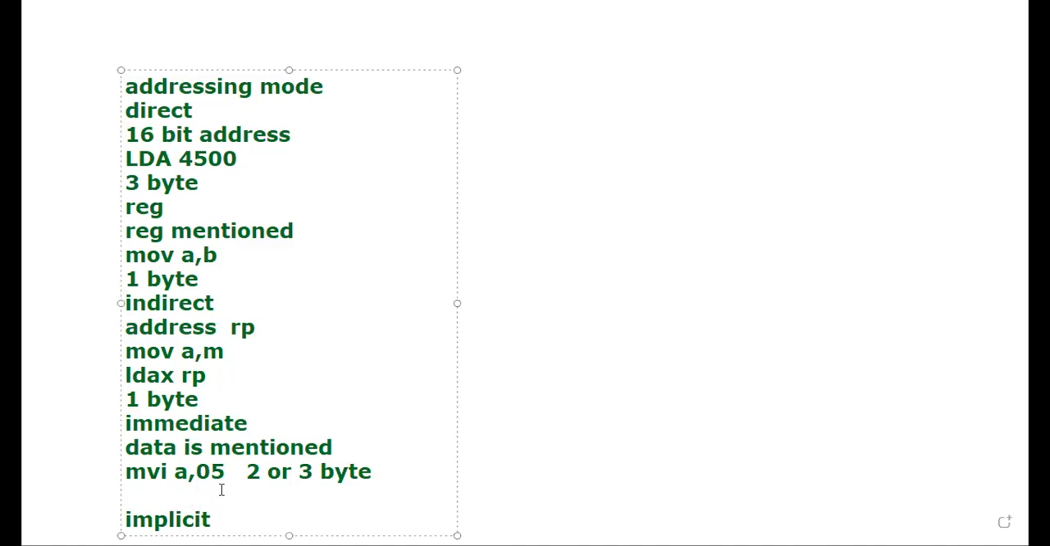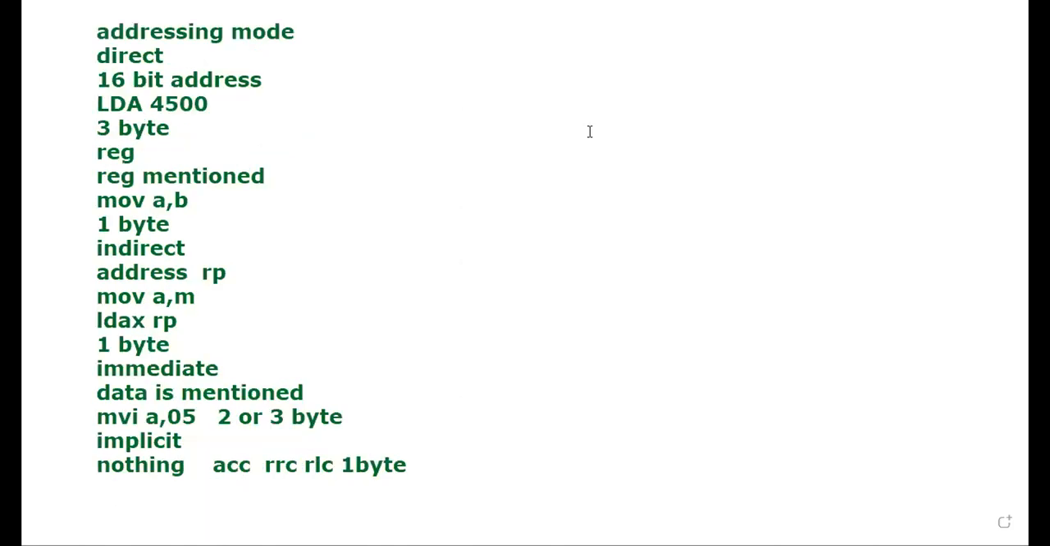In implicit or implied mode of addressing, nothing is specified in the instruction. Usually the data is in the accumulator, usually logical instructions. For example, RRC, RLC, all these are 1 byte instructions. Okay, so this is also an important topic. Always you will get one question on this.